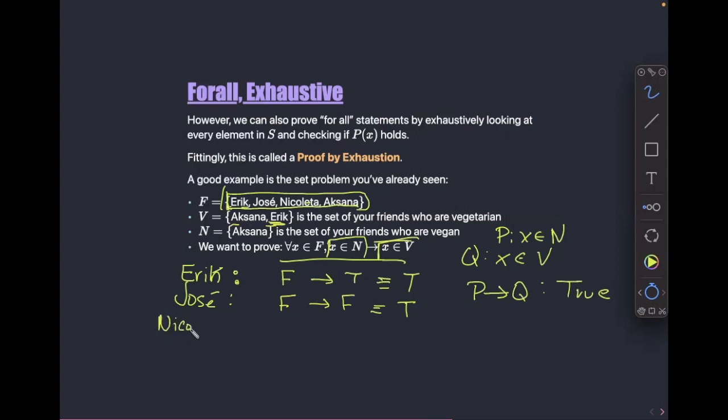So for Nicoletta, again, Nicoletta is not in N, so that's false. Nicoletta is not in V, so that's false, so that evaluates to true. And then Oksana.